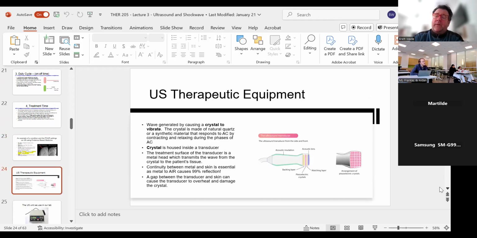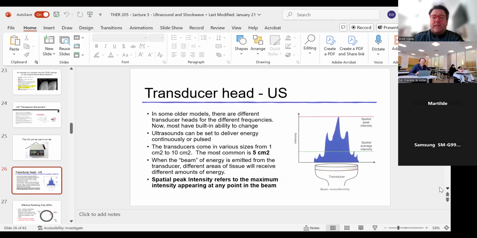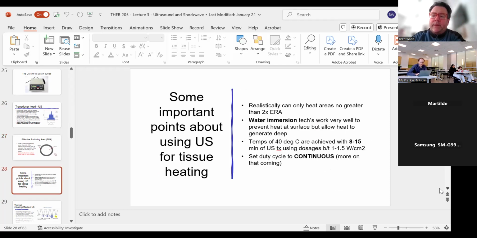Crystal, I do have a question on it. It is the crystal that vibrates. So if you don't know that, please do know that now. That's underneath the transducer head. I don't believe I have any questions on spatial peak intensity. All that means is that's the maximum amount of power that could be emitted from that sound head. It's designed by the manufacturer. This thing of 2 times the ultrasound head is a good one to know, that you can't really radiate anything bigger than 2 times the ultrasound head.